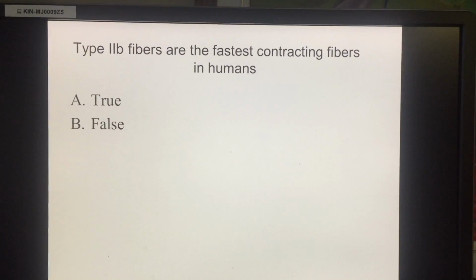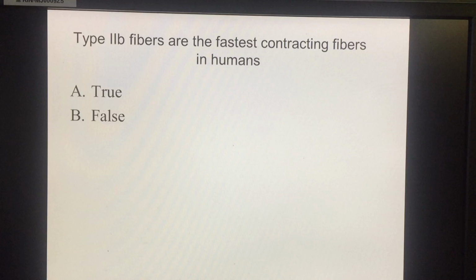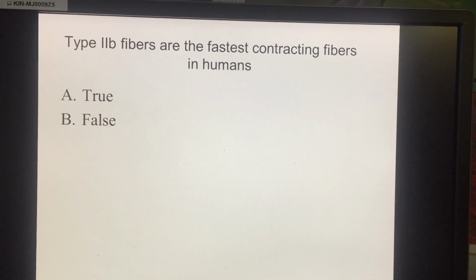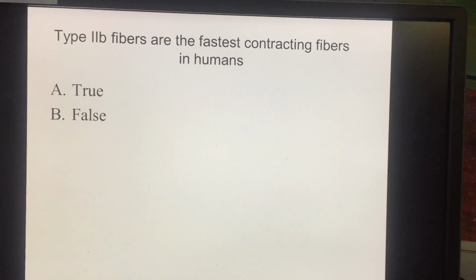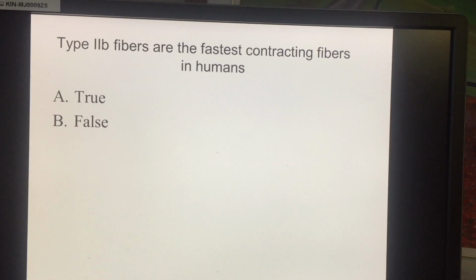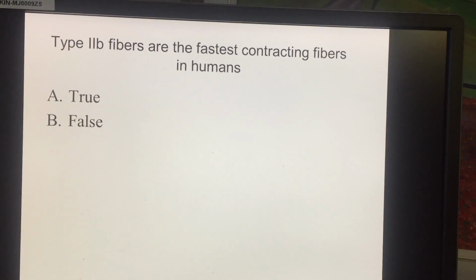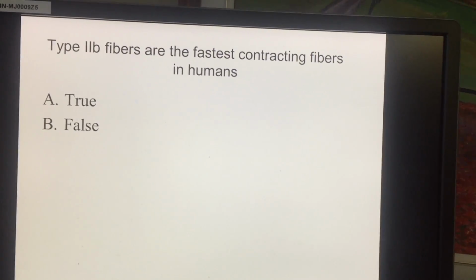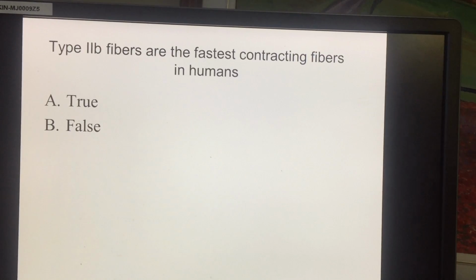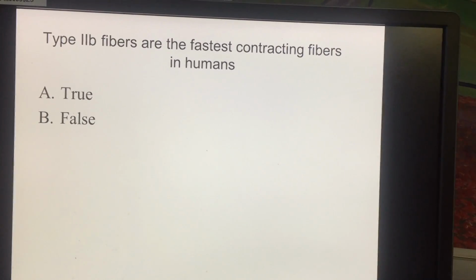Type 2B fibers are the fastest contracting fibers in humans. Is this true or false? This is actually false. The fastest fiber types in humans are type 2X fibers. Type 2B fibers are found in some animal species. It's obvious that some animals run a lot faster than humans, so some animal species have this really super fast fiber type, type 2B, but those are not found in humans. The fastest fiber type in humans is called type 2X.